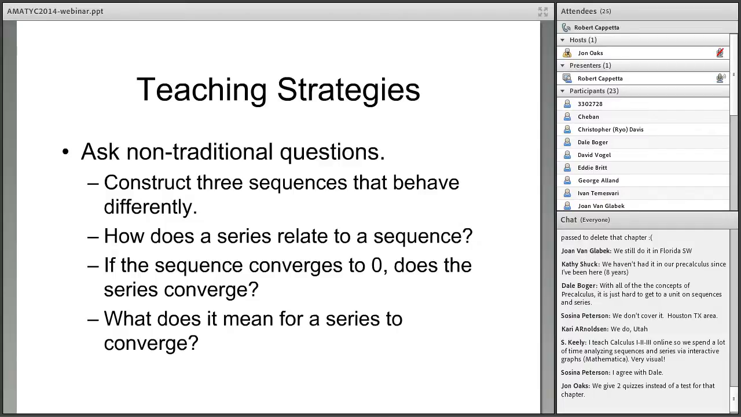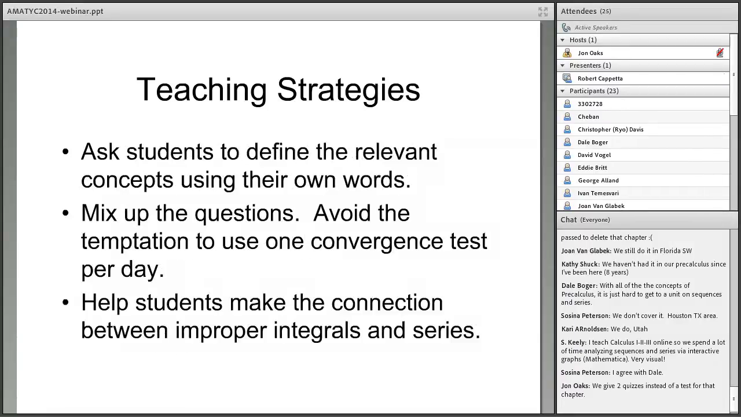And I know they're not fun to grade. Reading students' writing can be very challenging. But it makes a big difference in having them conceptualize these very important notions. Ask students to define these concepts in their own words. I do not want them to give me a textbook definition of a sequence or a series. I want them to tell me what it means to them.